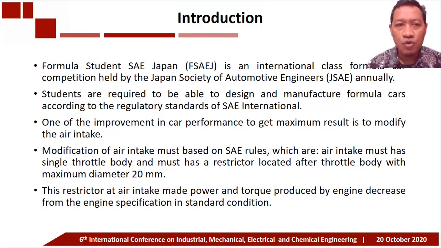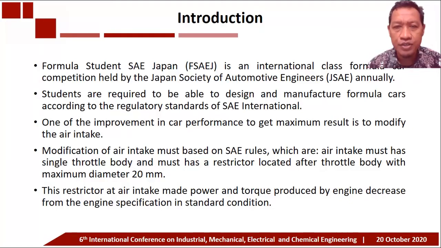Introduction of this research as follows. 1. Formula Student SAE Japan is an international class formula car competition held by the Japan Society of Automotive Engineers annually. 2. Students are required to be able to design and manufacture a formula car according to the regulatory standard of SAE International. 3. One of the improvements in the car performance to get maximum result is to modify the air intake. 4. Modification of air intake must be based on SAE rules, which are: air intake must have a single throttle body and must have a restrictor located after the throttle body with maximum diameter 20 mm. And 5. this restrictor at the air intake makes the power and torque produced by the engine decrease from the engine specification in standard condition.